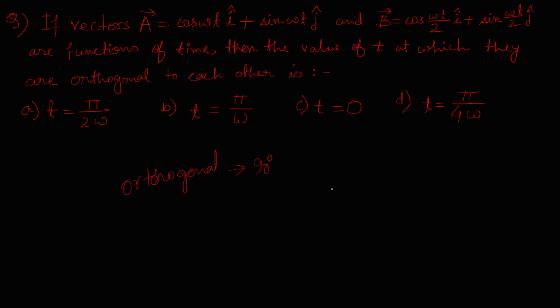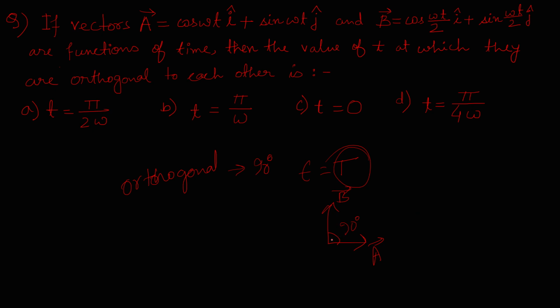So these two vectors are dependent on time. That means they are changing their values, magnitudes, with respect to time. At some particular time, say t is equal to capital T, these two vectors will be in this position. A will be like this, B will be like this, such that the angle between them is 90 degree. We have to find this particular time t.